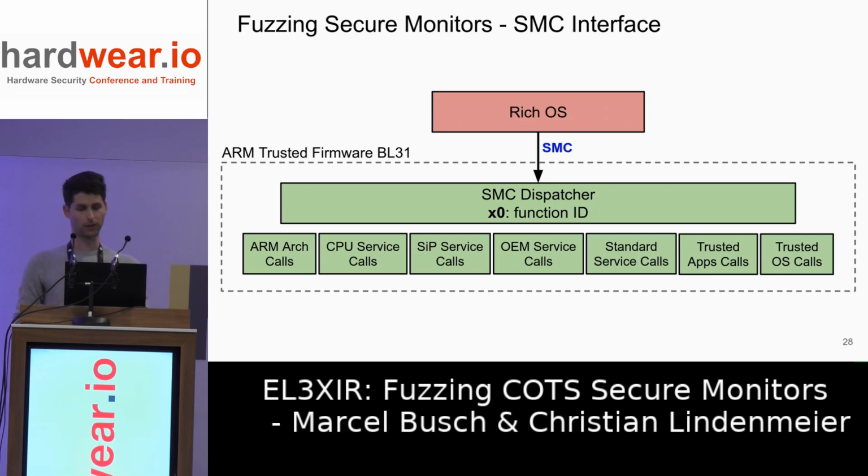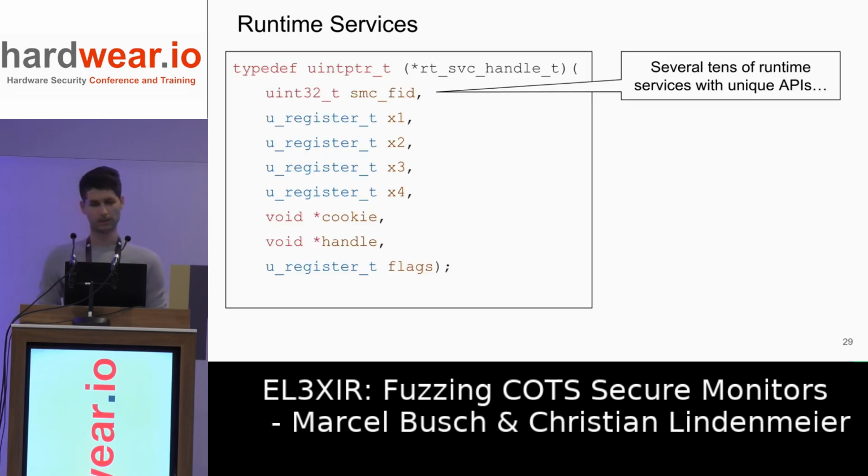And what vendors usually do is implement those so-called runtime services themselves. Here on the slide, you can see a function signature of such a runtime service, and you see they are not really strongly typed. This interface is pretty loosely defined. So there are several tens of unique APIs, and that's not super good for fuzzing, because a fuzzer will have a hard time guessing meaningful values in here.